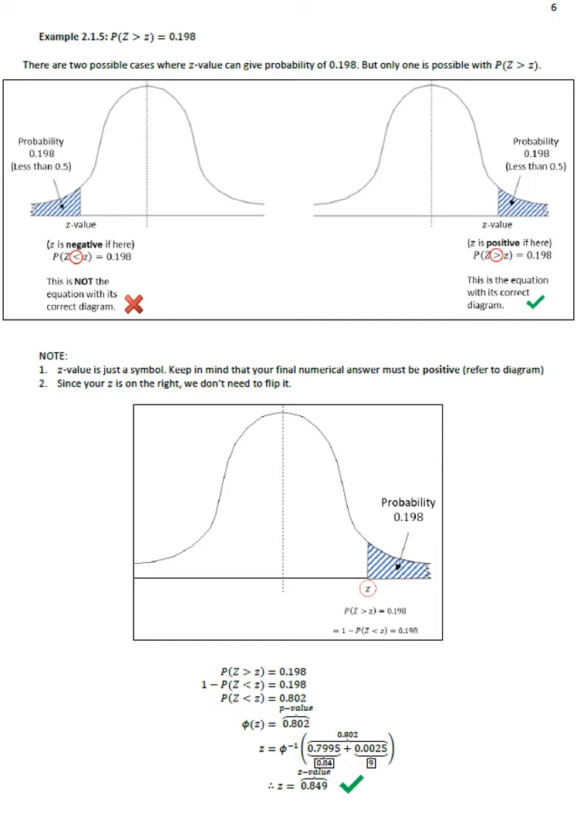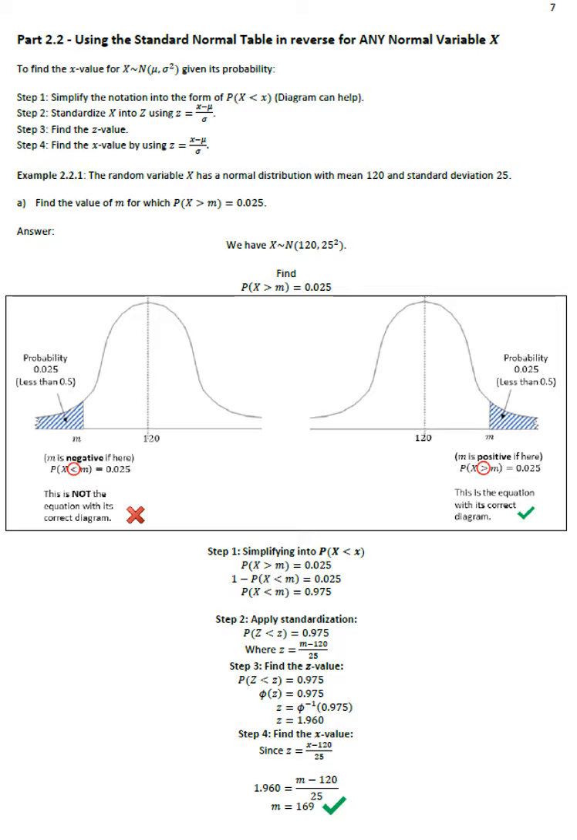Done. Alright, the second part of today's lesson is that we want to use the standard normal table in reverse for any normal variable X. For the first part, we already standardized it for you. For the second part, we start from X, and then we have to do some standardizing to find the value of X. To find the X value for X normally distributed, given its probability, you have to follow these 4 simple steps.